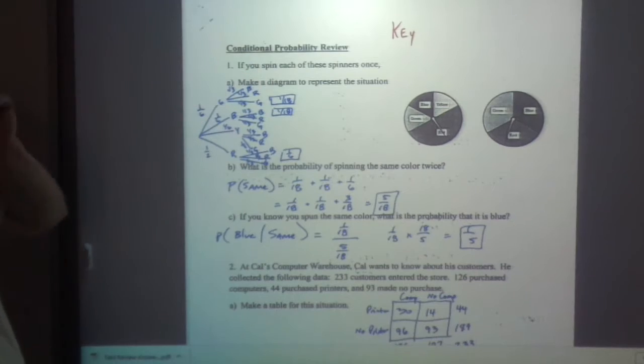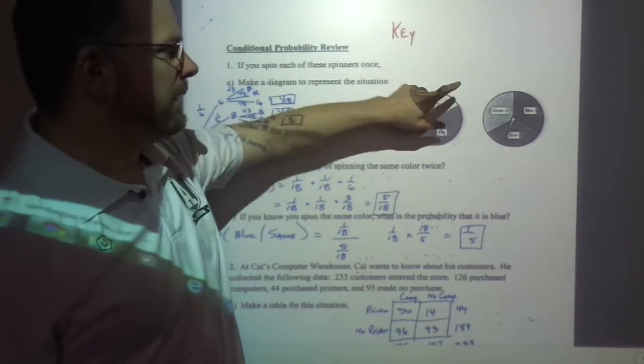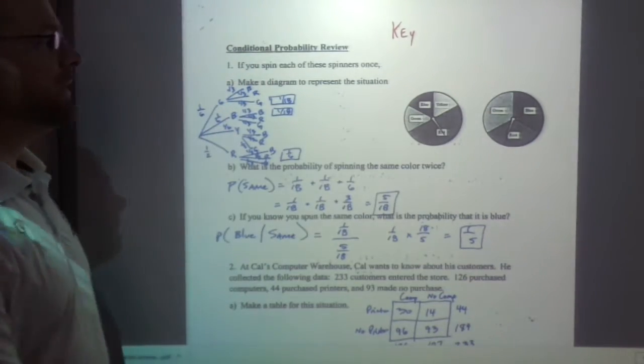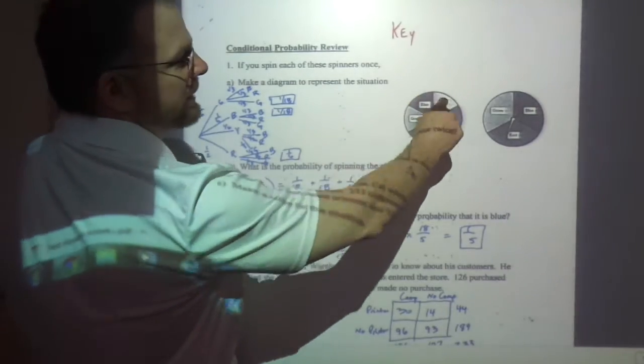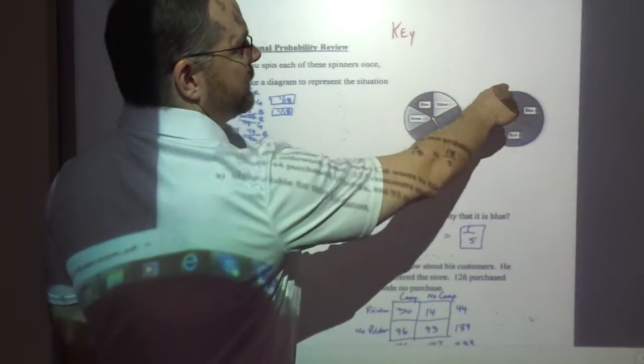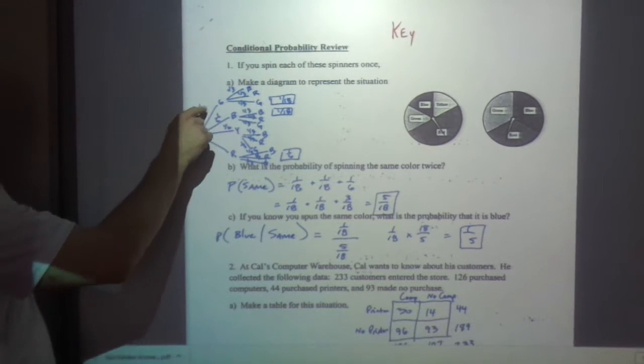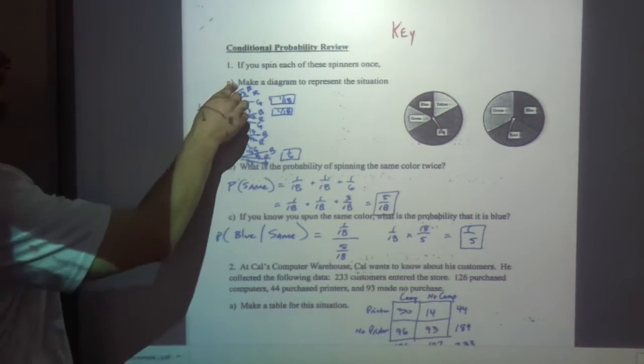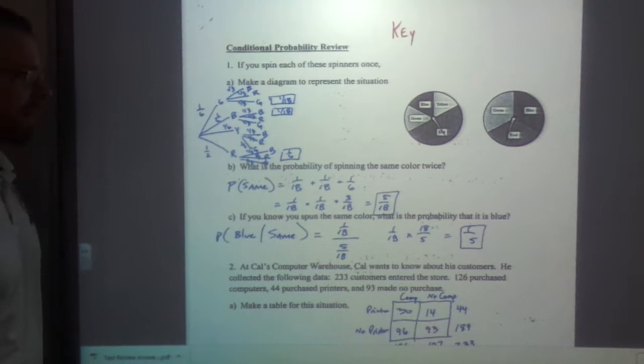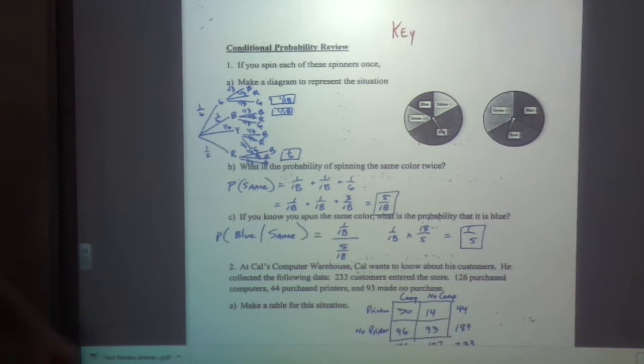This is our first problem here where we're spinning this one and then we're spinning this one. So these are each 1/6, this is 1/2, these are each 1/3. So I made my tree like this with 1/6, 1/6, 1/6, 1/2, and then 1/3 coming off of there. The first question says what's the probability of them being the same color twice?